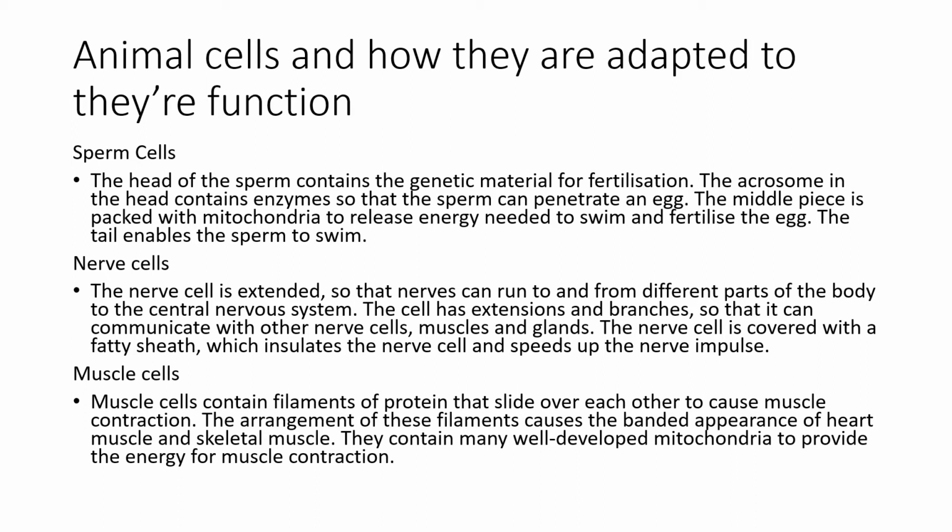So another one is a nerve cell. So the nerve cell is extended so that the nerves can run to and from different parts of the body to the central nervous system. So there are multiple nerve cells in our body. The cell has extensions and branches so that it can communicate with other nerve cells, muscles, and glands. It is covered with a fatty sheath which insulates the nerve cell and speeds up the nerve impulse.